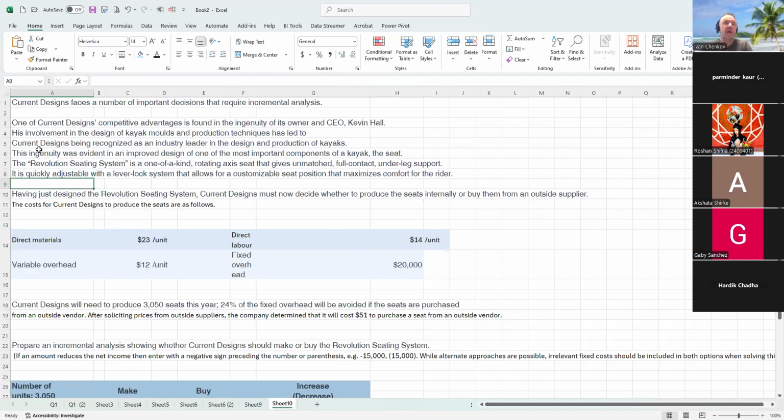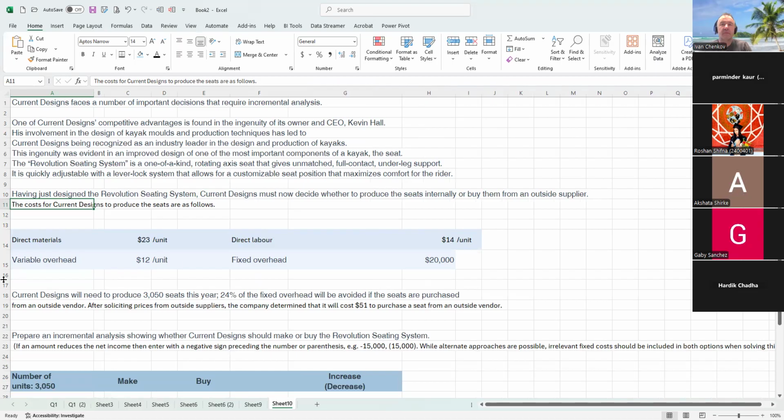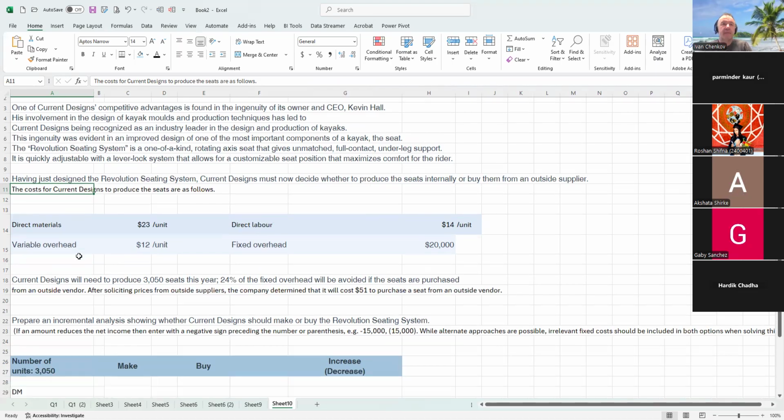So, having just designed a revolution seat, the company must now decide whether to produce the seat internally or buy them from an outside supplier. Now, the current design to produce the seat is as follows. We have direct material, we have direct labor, we have the variable overhead. Can you guys see it? Yes, sir. Professor. Okay.